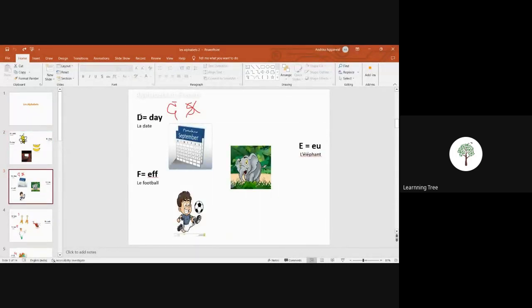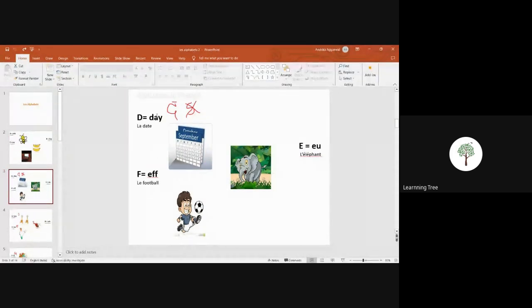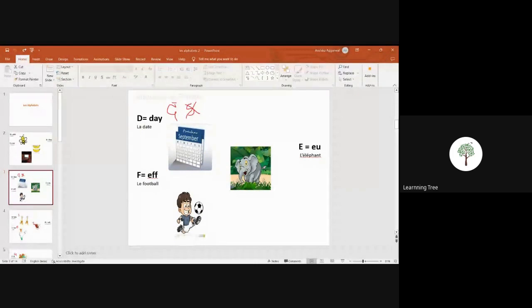Now, D. So for D, the sound is 'the'. Now in English, we usually give the sound to D as 'd'. But in French, it's never 'd', it's 'the'. I've already written it in Hindi as well. It's not 'd'. Okay, so it's 'the'.